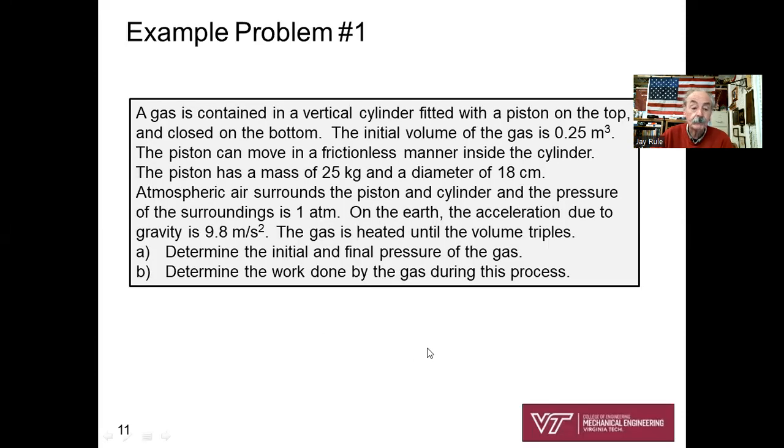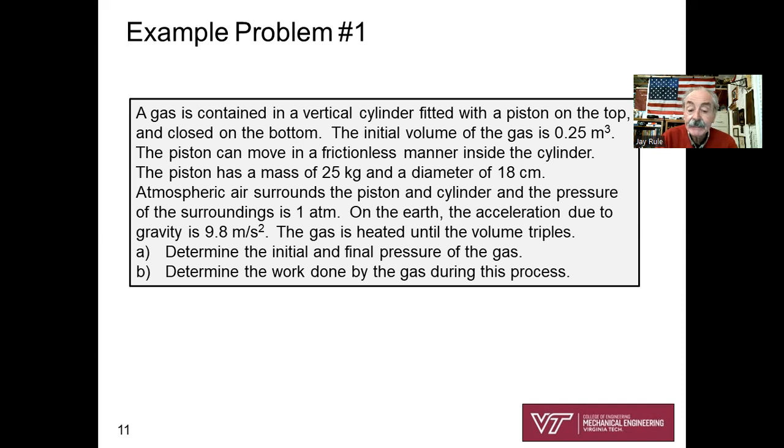All right, here's the problem. I'll just read it while you read along. A gas is contained in a vertical cylinder fitted with a piston on the top and closed at the bottom, of course. The initial volume of the gas inside the piston cylinder is 0.25 cubic meters. The piston can move in a frictionless manner inside the cylinder. It's going to be quasi-equilibrium.